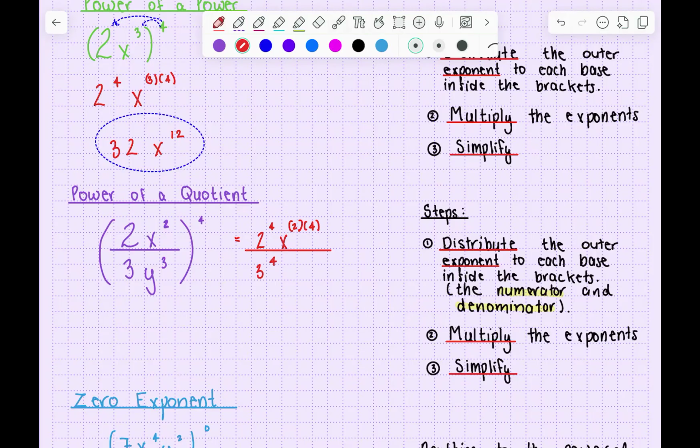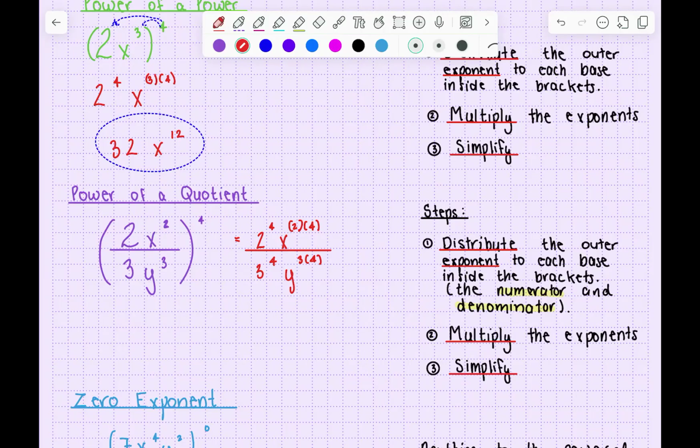Because remember, even this coefficient, this 2, these numbers have imaginary exponents, right? There's always an imaginary 1. So you're kind of doing the same thing where you're going to be doing 1 times 4. But we skip that step, okay? Because we just know it. Okay, so 3 to the power of 4. And then y to the power of 3 times the 4.